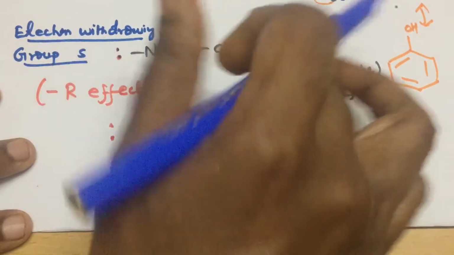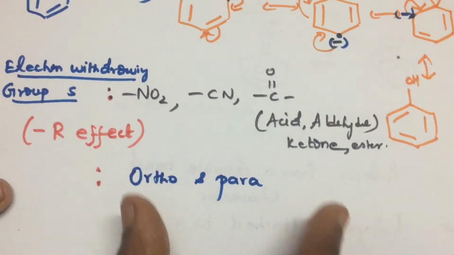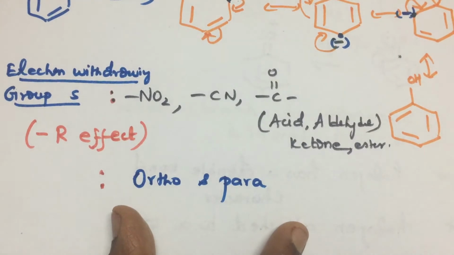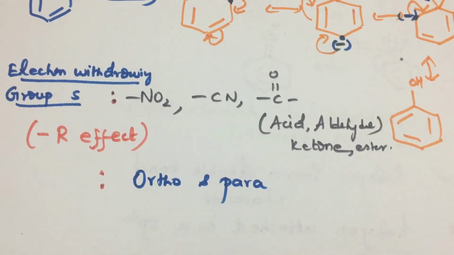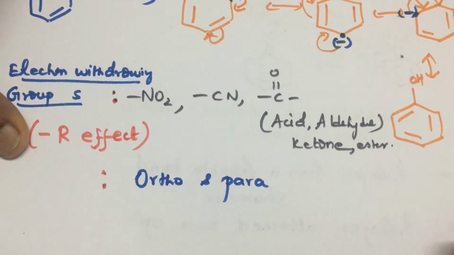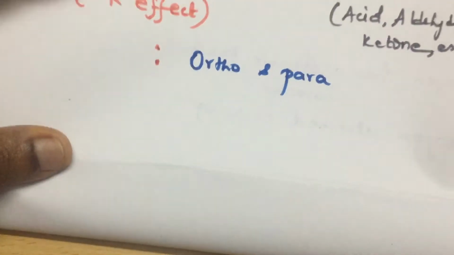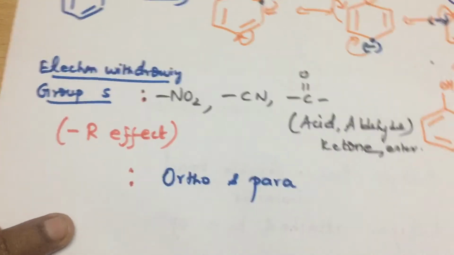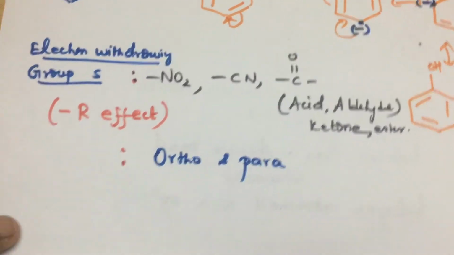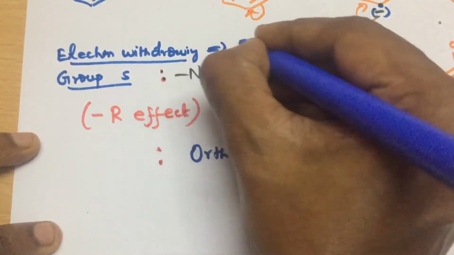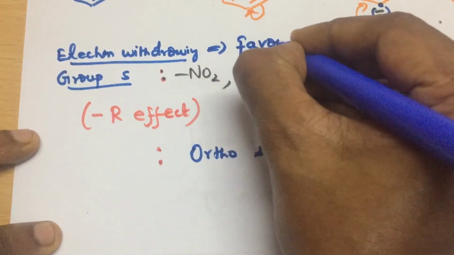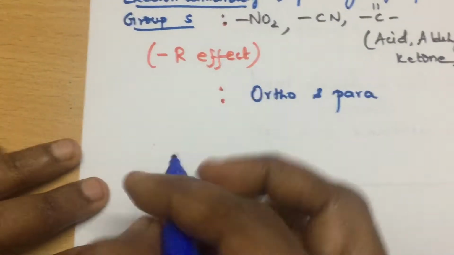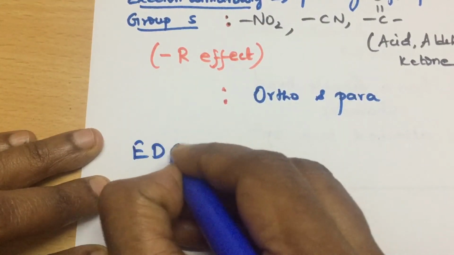So your reaction will be favored by these functional groups, and the position it has to be attached is ortho and para. If its position is meta, I will not say it will not favor, but it is not required. The effect is very much less. So this is what is favoring: favoring groups and positions. And we need to talk about the electron donating groups also.